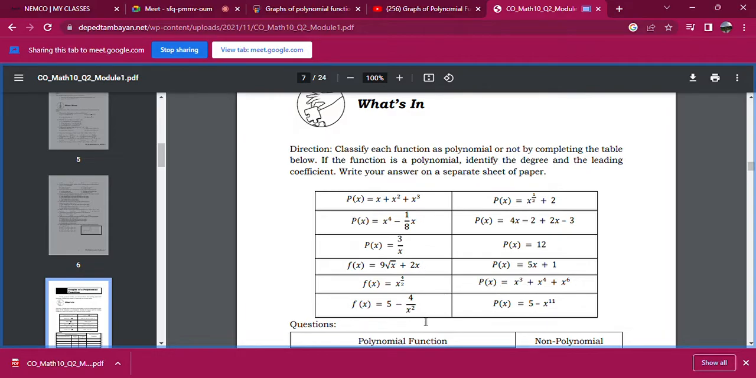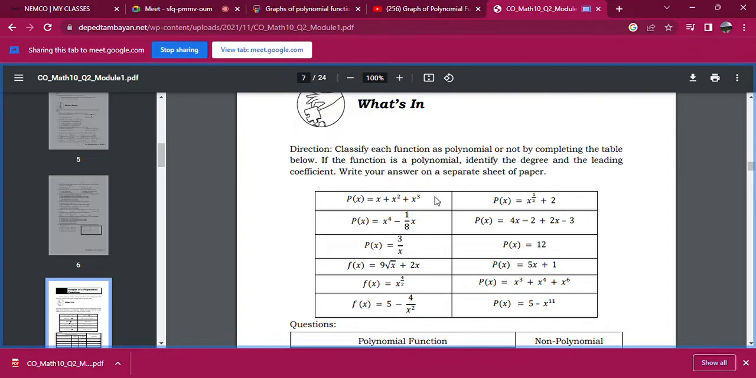F of x is equal to 5 minus 4 over x squared. Is it a polynomial function or not? Not, ma'am. Okay, that is not a polynomial function because our variable is still in the denominator. So p of x is equal to x to the power of 1 half plus 2. That is still not a polynomial function because the exponent is in fraction form. Our exponent should not be in fraction form for it to be considered a polynomial function.